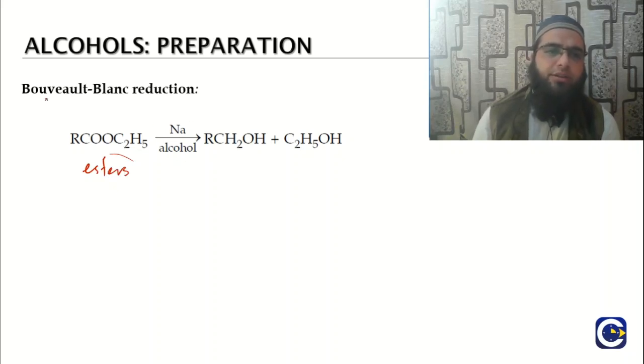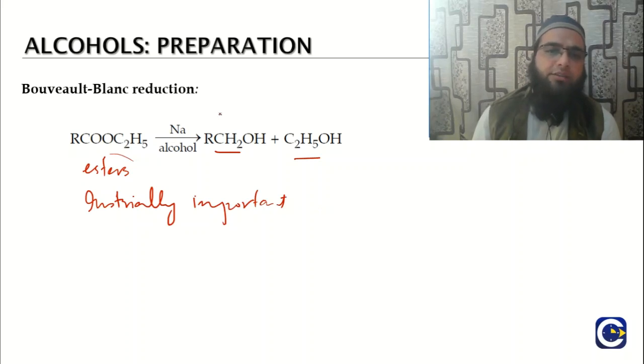Another important reaction is the production of alcohols from esters by using different reagents. This is called the Bouveault-Blanc reduction, in which we use sodium as a reducing agent in alcohol. Sodium in the presence of alcohol reduces esters to two alcohols, as in the case of reduction of esters by LAH, where we get two alcohols. This reaction is industrially important.